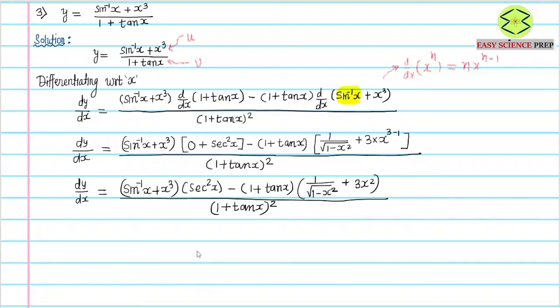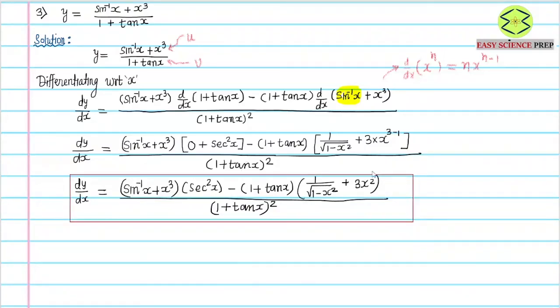Okay, so if you see this whole thing, now if you multiply these two factors, there is not much we can get out of it. So it is not required to always expand this. As far as differentiation is concerned, we can stop here. This is the differentiation of this particular function, that is sine inverse of x plus x cube over 1 plus tan x. Similarly, we can see some more examples.